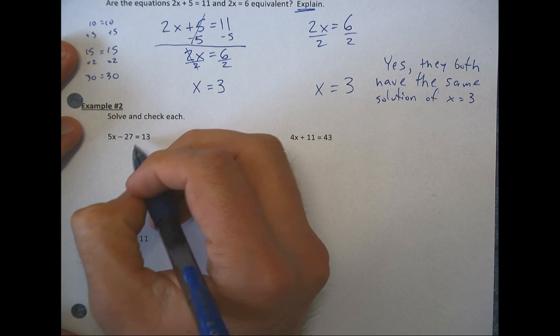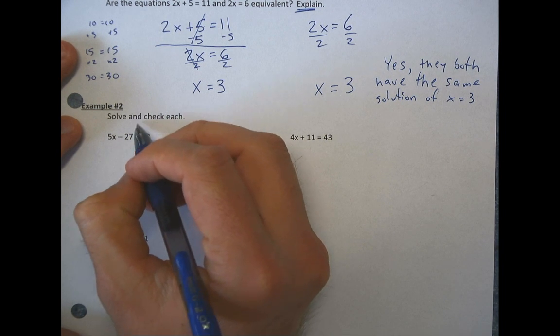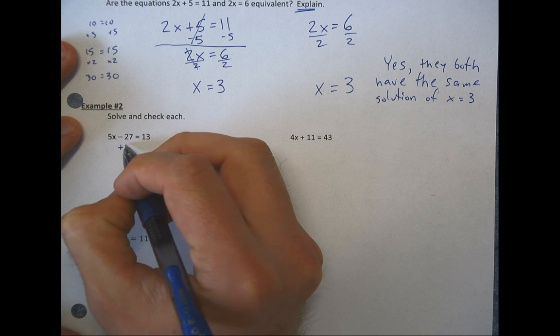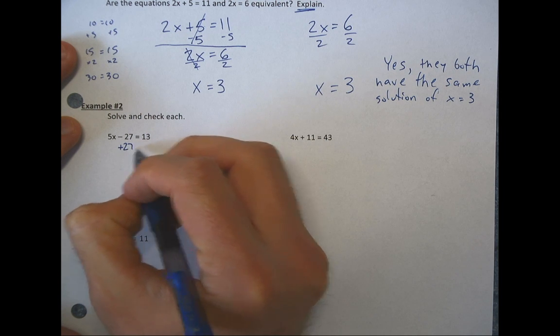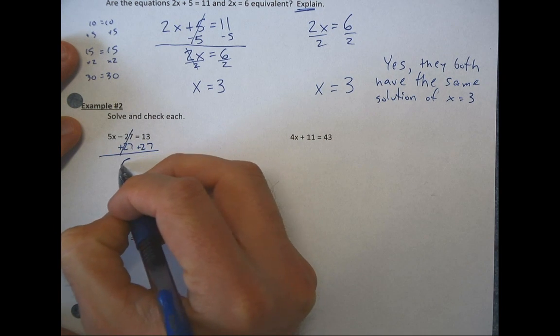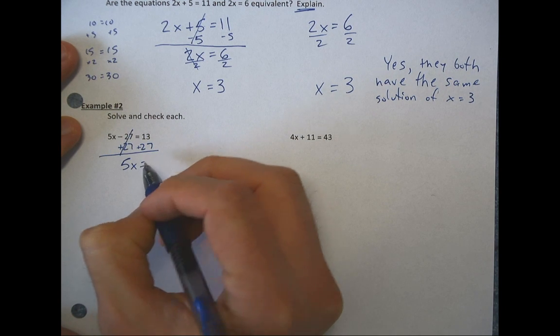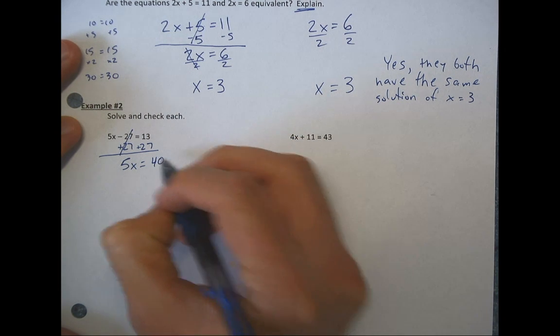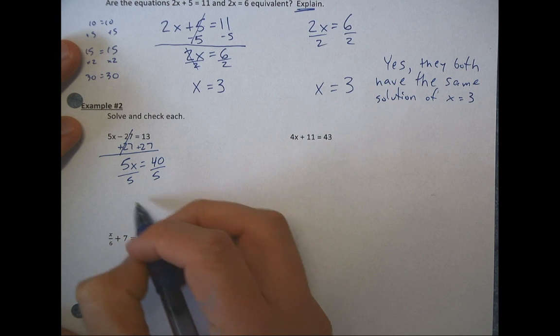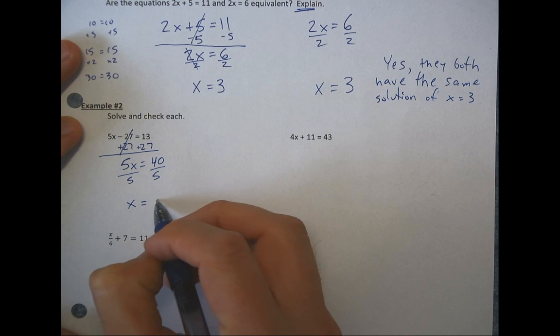So real quick, let's reinforce those old skills that we had. If I want to solve this, I'm trying to get x by itself. Here's my dividing line. The 27 and the 5 have to go. Since this is a minus 27, I'm going to add 27, leaving me just 5x on the left side, and 40 on the right side. This is multiplication. To undo multiplication, I'm going to divide. And so x equals 8.